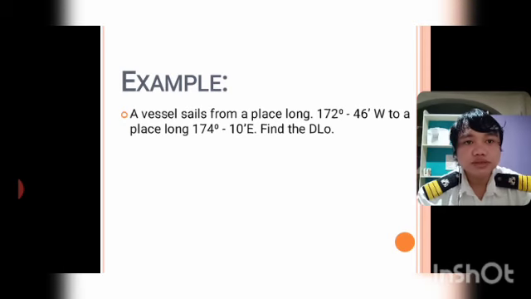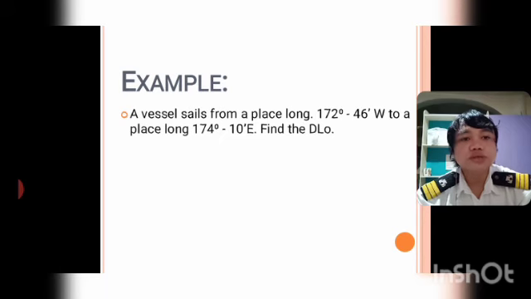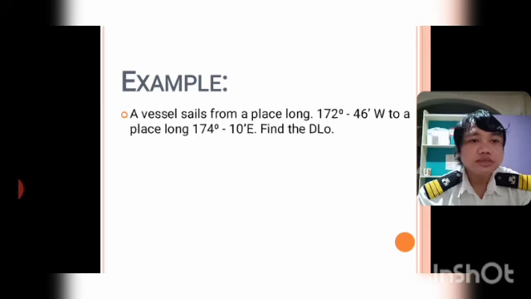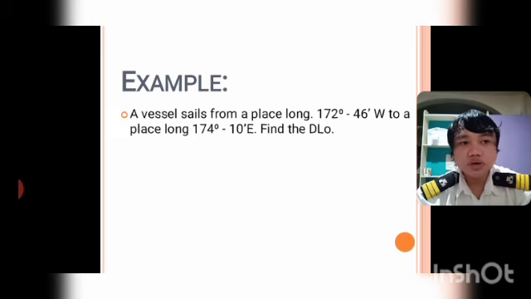Next, we have a vessel sails from a place longitude 172 degrees 46 minutes west to a place longitude 174 degrees 10 minutes east. Find the difference of the longitude. Okay, so in this case, we have the same as the previous example that we have both are coming from the different sides of the prime meridian. But the only thing is, it is near towards the end, which is 180.